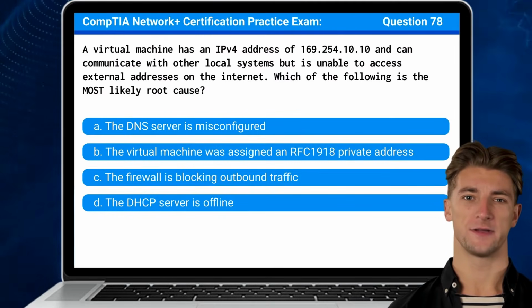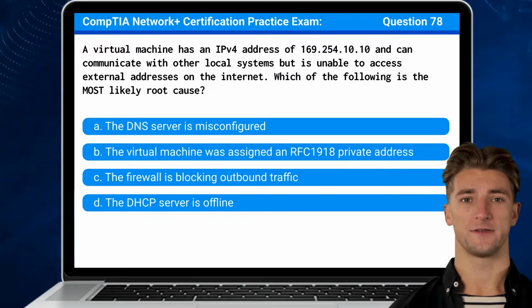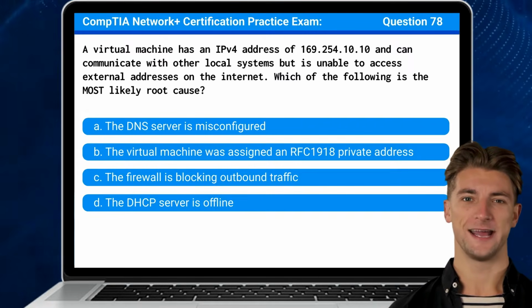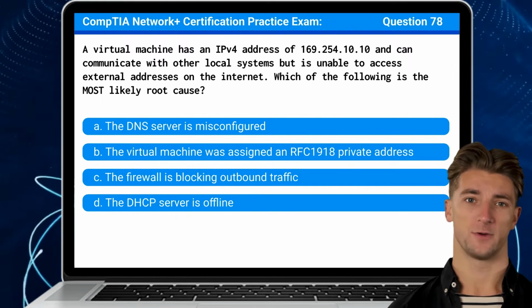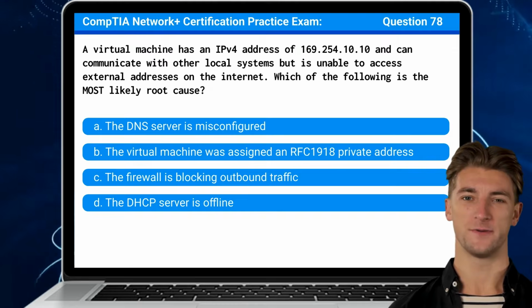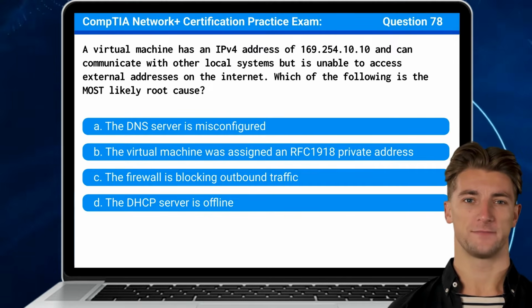Question 78. A virtual machine has an IPv4 address of 169.254.10.10 and can communicate with other local systems, but is unable to access external addresses on the internet. Which of the following is the most likely root cause?